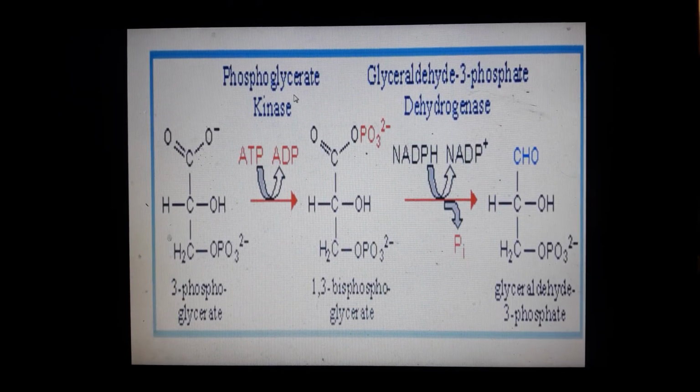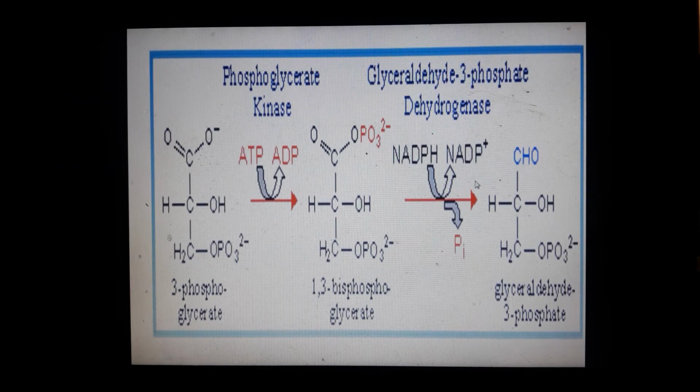Again, the 3-phosphoglycerate, okay? That is the final product of your step 4. So it is converted to 1,3-bisphosphoglycerate. That is acted on by the enzyme phosphoglycerate kinase. So there is utilization of energy there. And then the 1,3-bisphosphoglycerate is converted again to glyceraldehyde 3-phosphate, acted on by the enzyme glyceraldehyde 3-phosphate dehydrogenase.